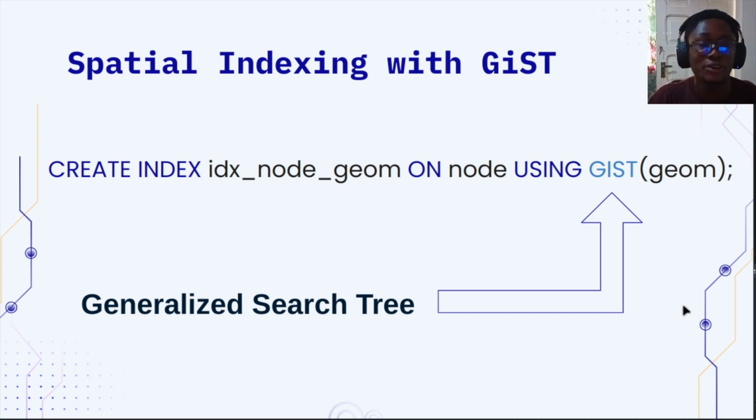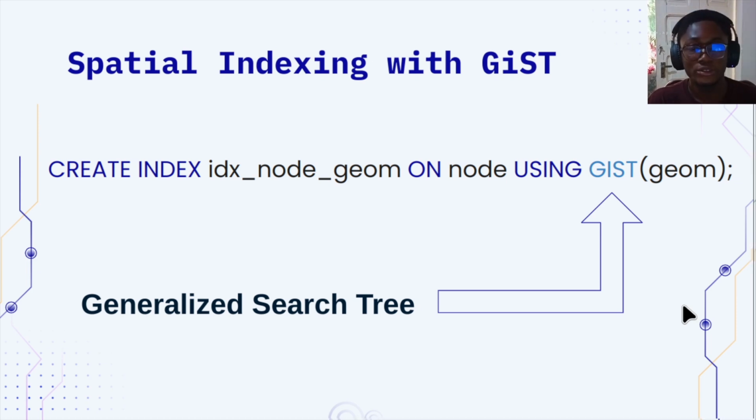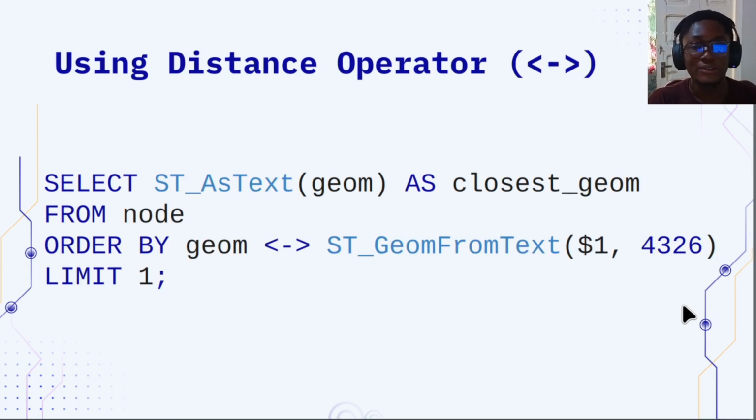So we are still trying to find a way to combat this inefficiency, to find the nearest neighbor to our user location. We've already done step 1, which is to create an index on the table using GIST on the geom field. Now, the second step is to use the distance operator, which we are going to do now. And what we are doing is selecting the geom from the node table.